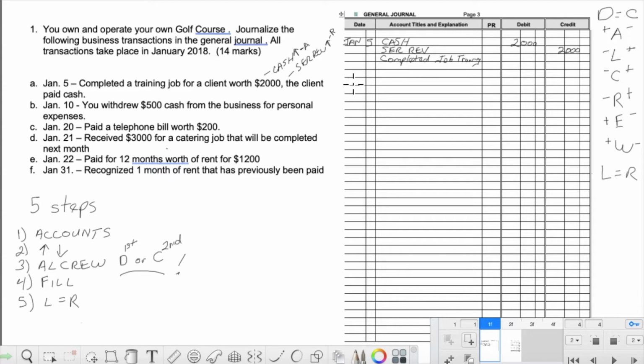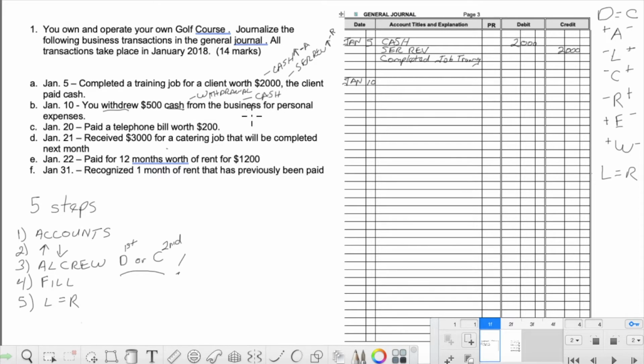So January 10th. And let's follow the steps. Which two accounts? Withdrew $500 cash from the business for personal expense. So withdrew, again, there's a little hint right there, right? So withdrawals is one. And what's the other account? Well, it's cash, so it came from the business, right? So the cash would have to be affected.